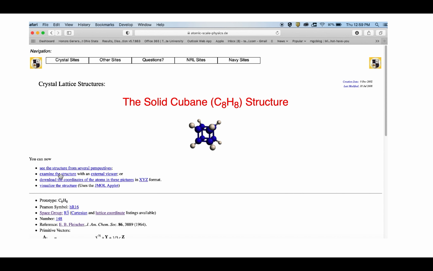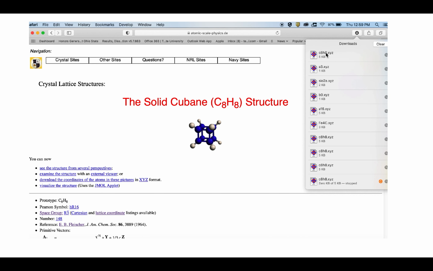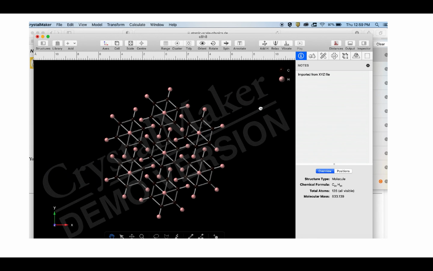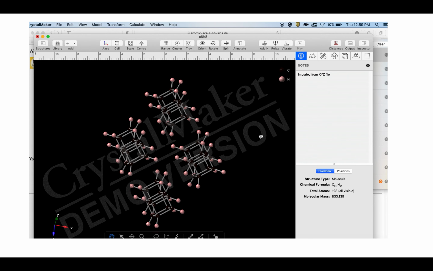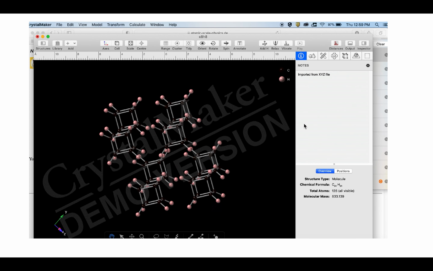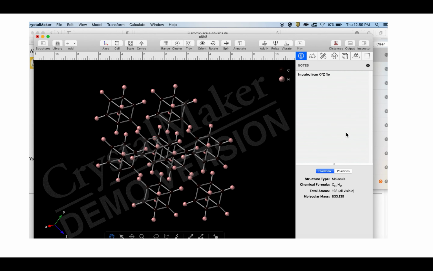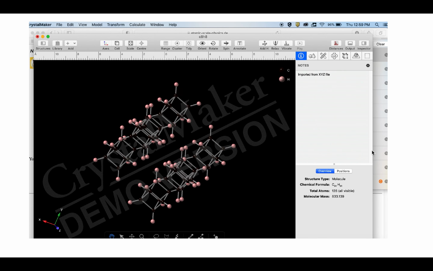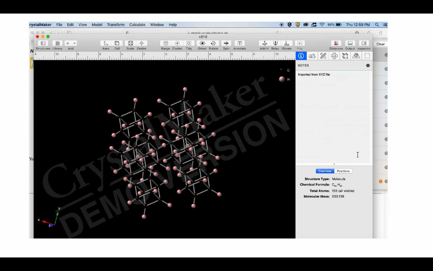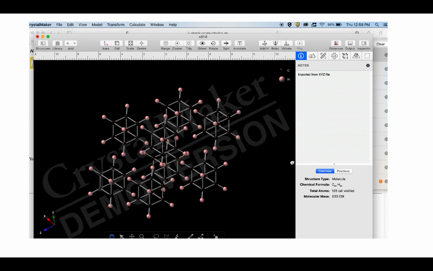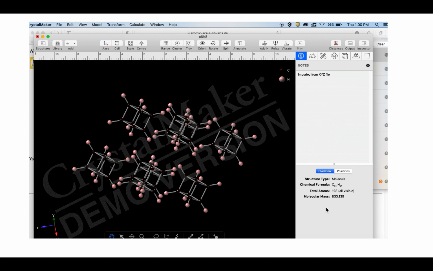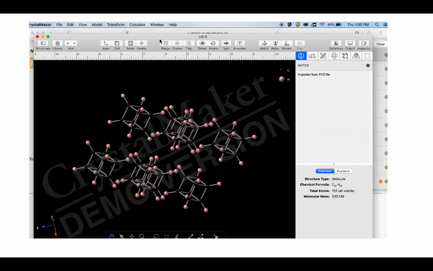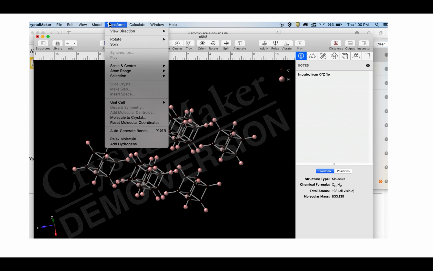I'm going to click on Examine the Structure, and it downloads a file. That file opens automatically within CrystalMaker. It allows me to visualize cubane within CrystalMaker. I really like this as an example of a molecular solid, because it shows with a molecular solid we still have this symmetric repeating pattern. But importantly, we have this discrete molecule found. So this is one that I use to really illustrate what it means to have a molecular solid.